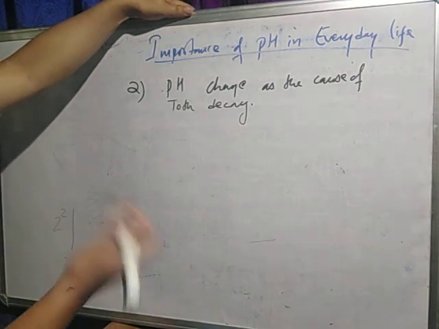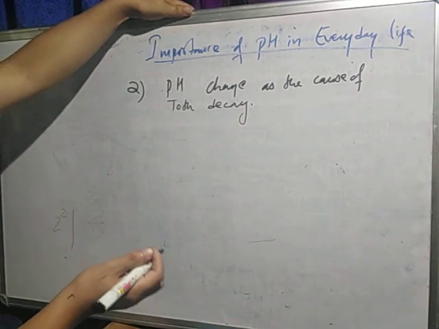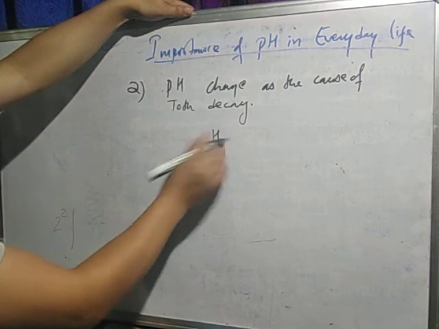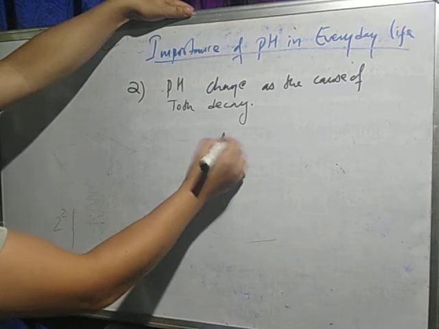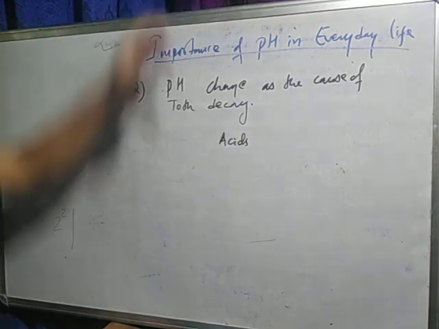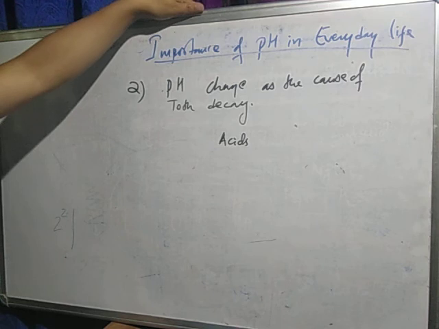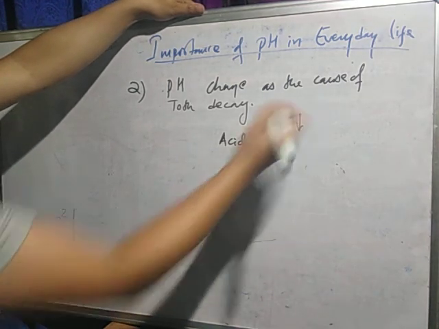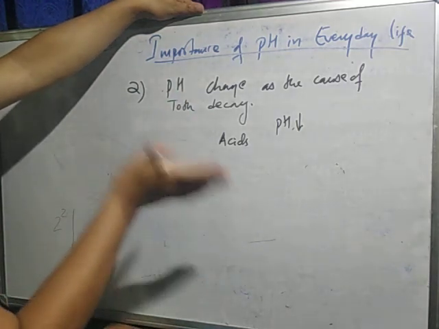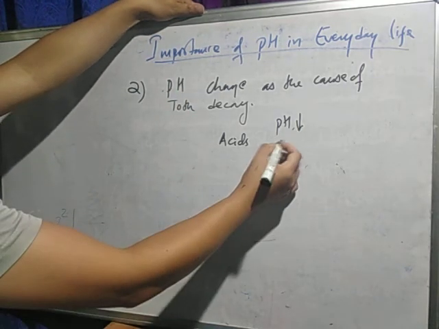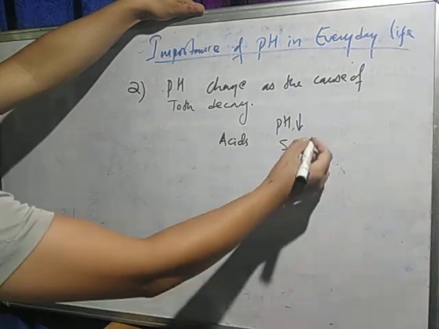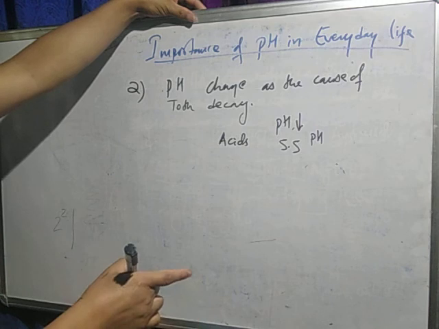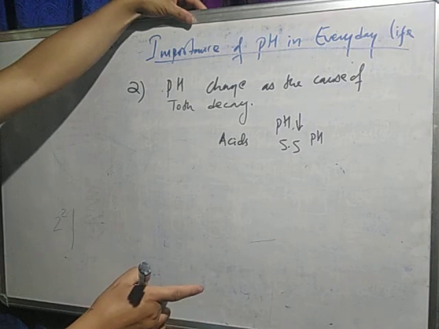What happens in the mouth? There are bacteria. They break down the food and form acid, like hydrochloric acid. Listen carefully, if you understand then you will go. So tooth decay starts when the pH goes down. When pH goes down, your mouth becomes acidic. Then below a pH of 5.5 your tooth starts to decay.